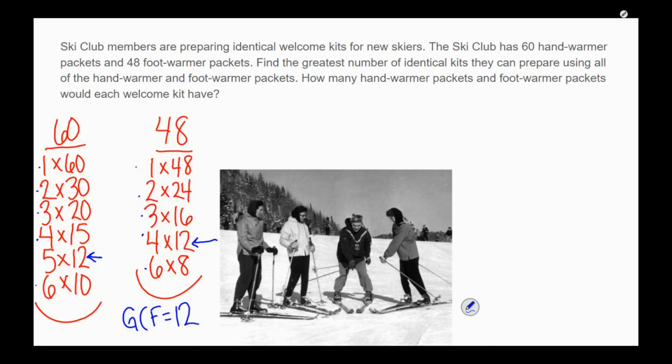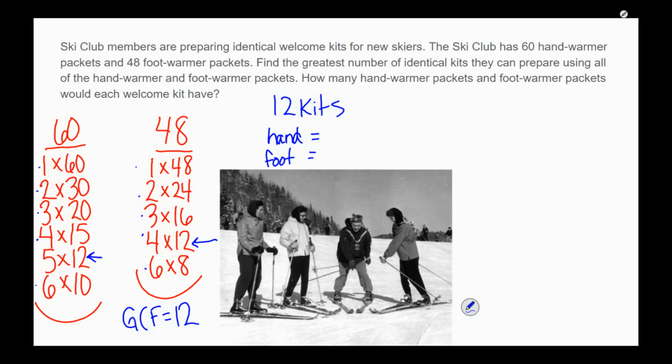So to go back up to see what the question was asking us, it wanted to know the greatest number of identical kits that they can prepare using all of the hand warmers and foot warmers. Well, they can make 12 kits. And we're not done answering the question. They want to know how many hand warmers are going to be in those kits and how many foot warmers are going to be in those kits.